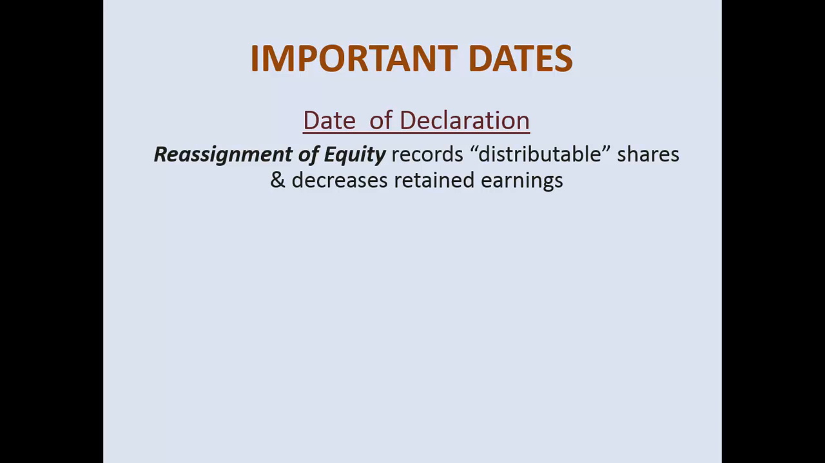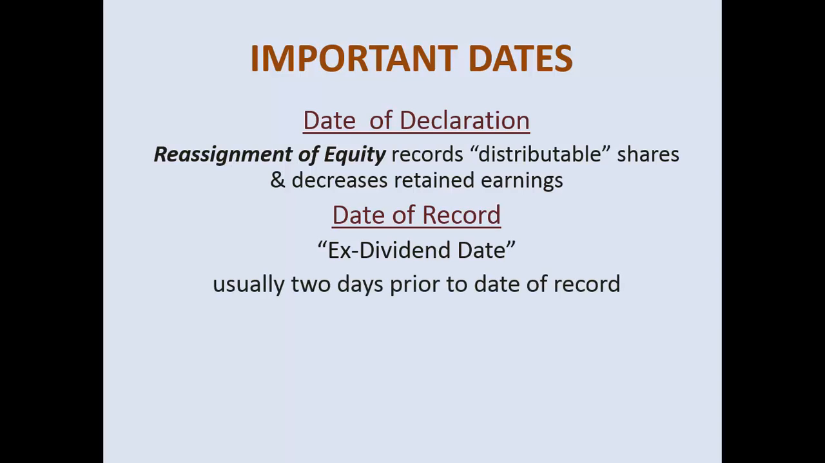With a cash dividend, we're recording a liability, a dividend payable, but with a stock dividend, it's simply a reassignment of equity, and it records a distributable shares. At the same time, it decreases retained earnings. There's a date of record. You may hear the term ex-dividend date. This is usually 2 days prior to the date of record when we're determining who is going to get shares. There is no journal entry required, just as with the date of record with a cash dividend.